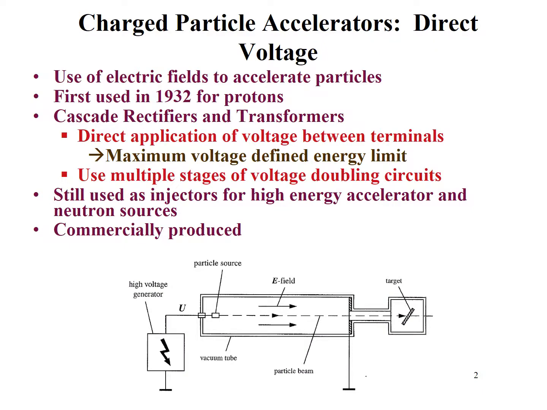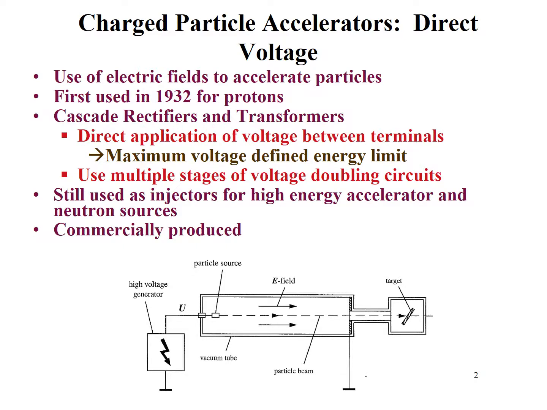The first accelerator we'll discuss is a direct voltage accelerator. This simply just uses an electric field to accelerate particles. They were used early in the 30s for protons. They have different components that are shown here, rectifiers and transformers.